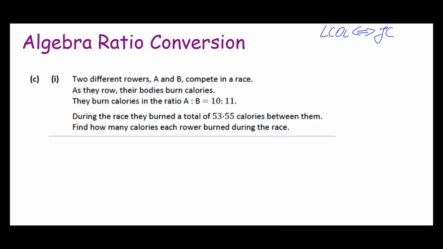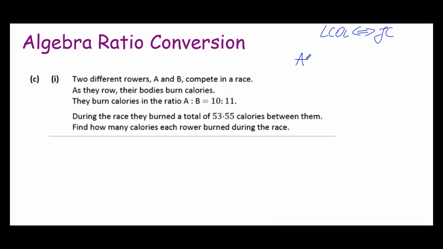One thing that is common to Leaving Cert, ordinary level, and Junior Cert is the idea of a ratio. So here we're going to be looking at ratio and how to solve it. Two different rowers, A and B, compete in a race. As they row, their bodies burn calories. They burn calories in the ratio A to B, 10 to 11.